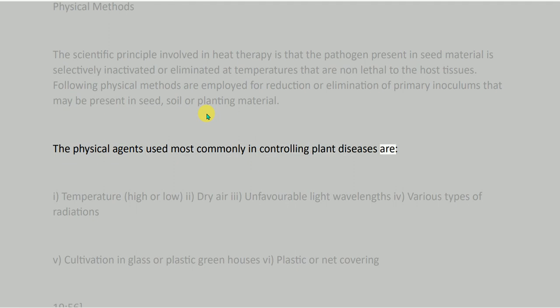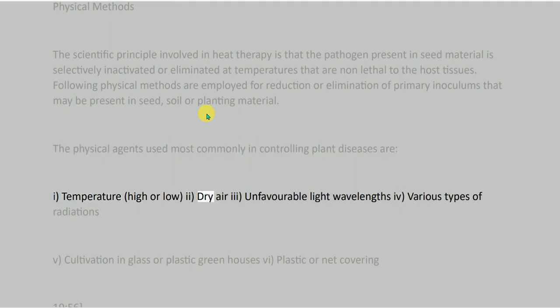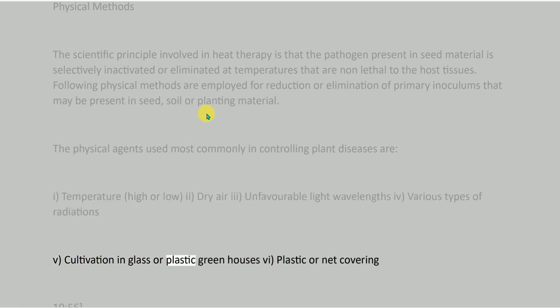1. Temperature, high or low. 2. Dry air. 3. Unfavorable light wavelengths. 4. Various types of radiations. 5. Cultivation in glass or plastic greenhouses. 6. Plastic or net covering.